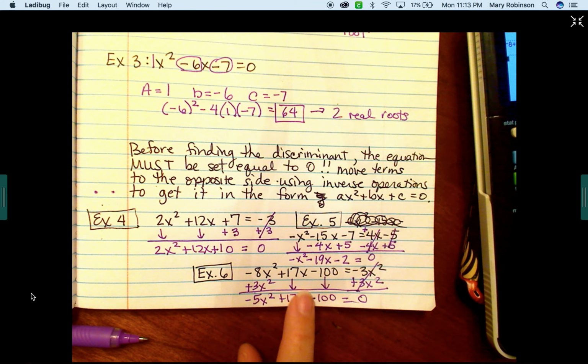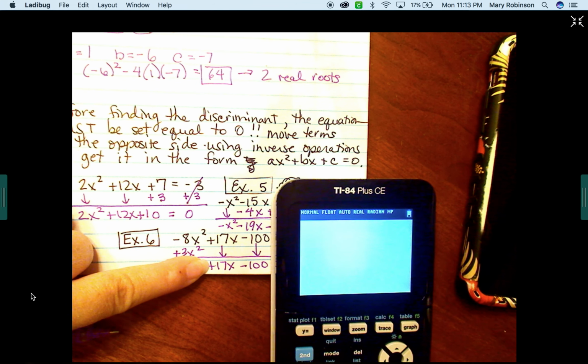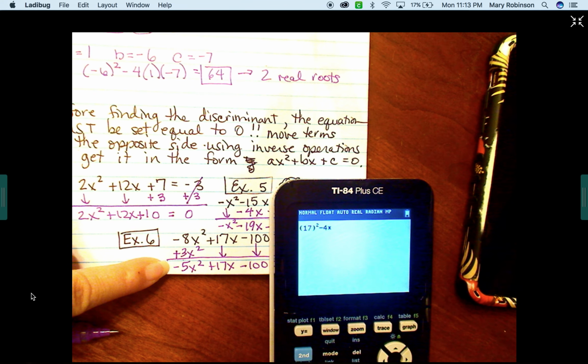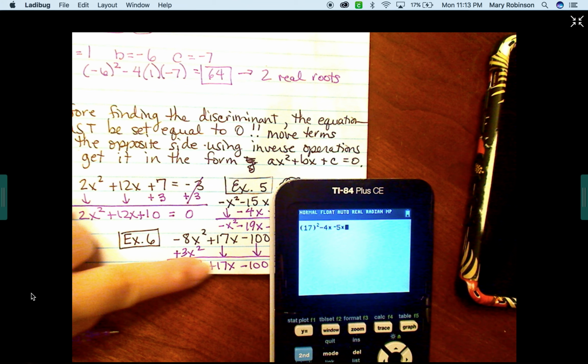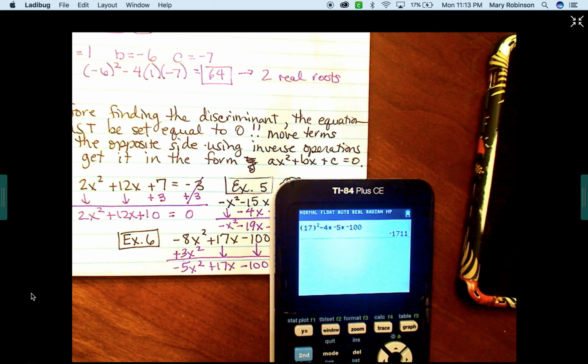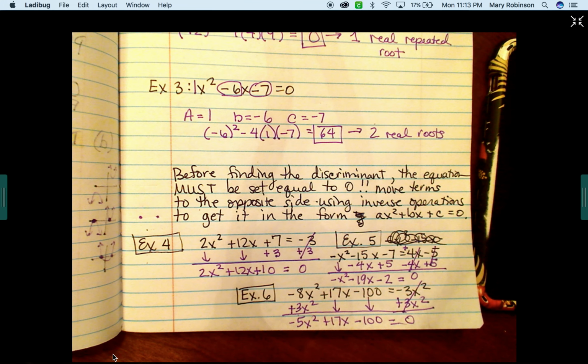So if I were asked to find the discriminant, I would go, oh, b is 17. So b squared minus 4 times a, which is negative 5, times c, which is negative 100. And press enter, and it's a negative value, negative 1711. And that's all you have to do. So just want to make sure you're clear on that.